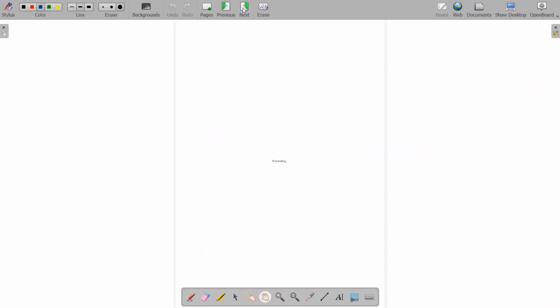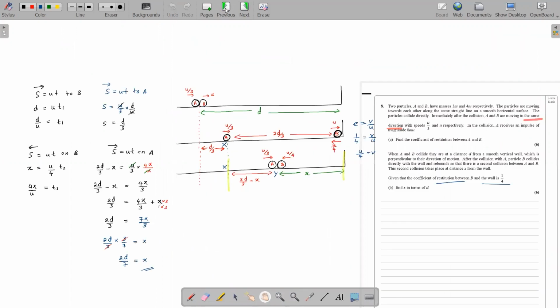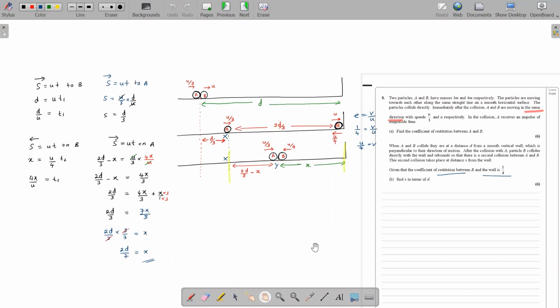Okay, so this is the end of the January 2021 M2 paper.